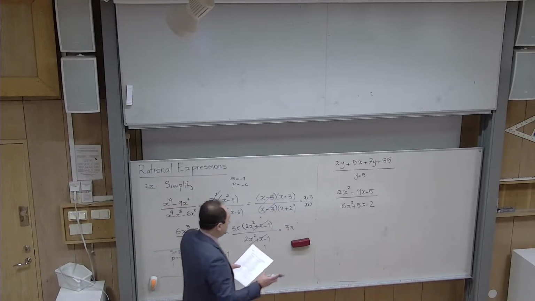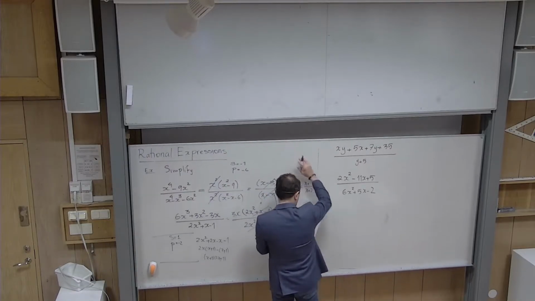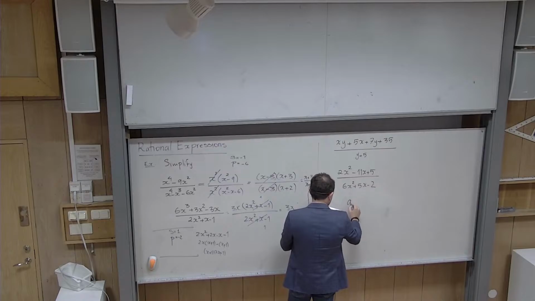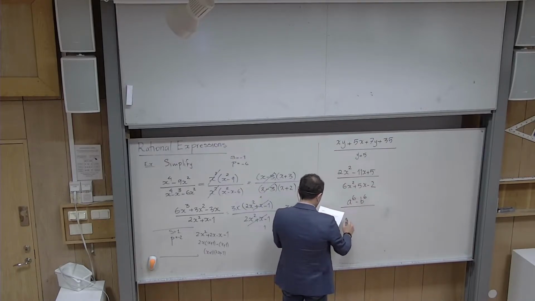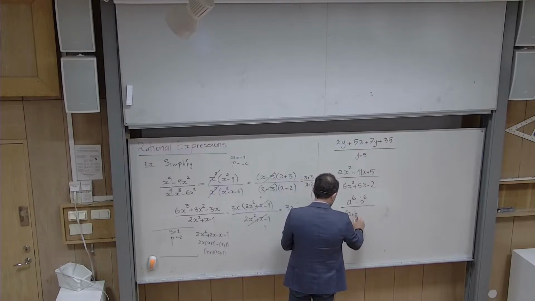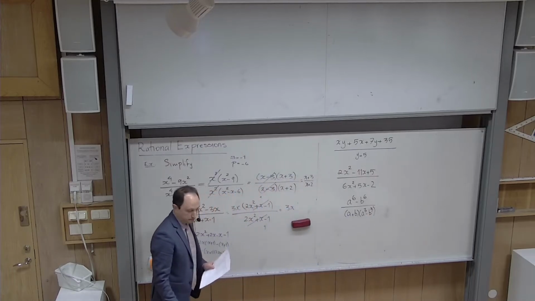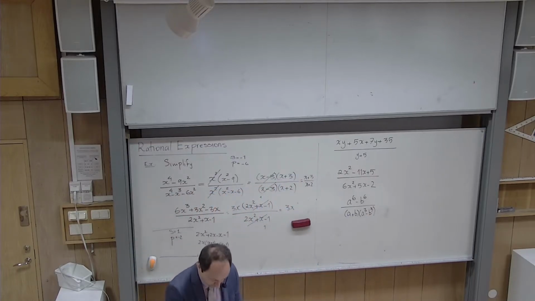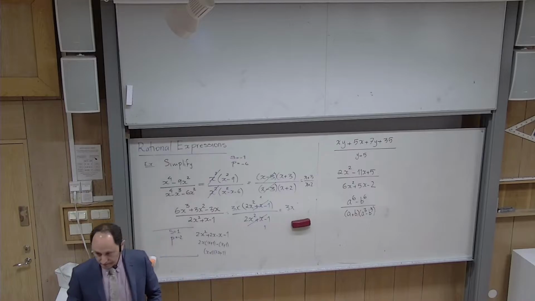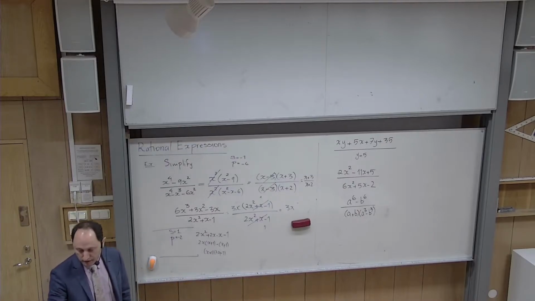I can write one more and then we can solve them together. So a to the 6 minus b to the 6 divided by a plus b, a to the 3 minus b to the 3. So I give you 5 minutes. I think that would be enough.